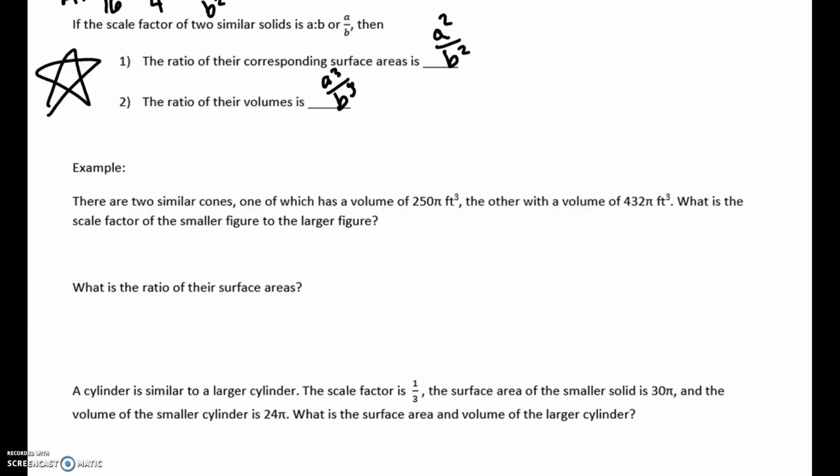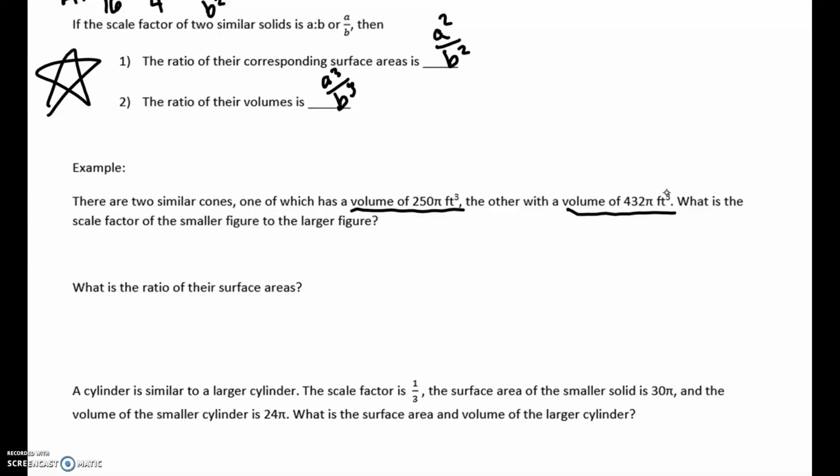There are 2 similar cones, one of which has a volume of 250 pi feet cubed, the other with a volume of 432 pi feet cubed. What is the scale factor of the smaller figure to the larger figure? Okay, so I want to do small over large if I want smaller figure to larger figure.